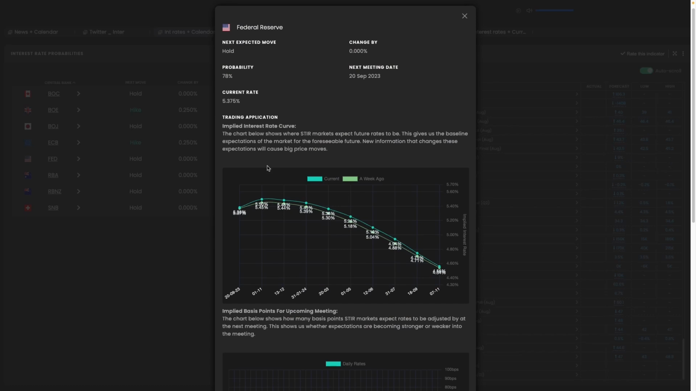Now, Powell didn't make any adjustments to the neutral rate at the Jackson Hole Symposium, which was a bit of a relief for those who were concerned about that sort of high inflation narrative developing into a more restrictive Fed policy.